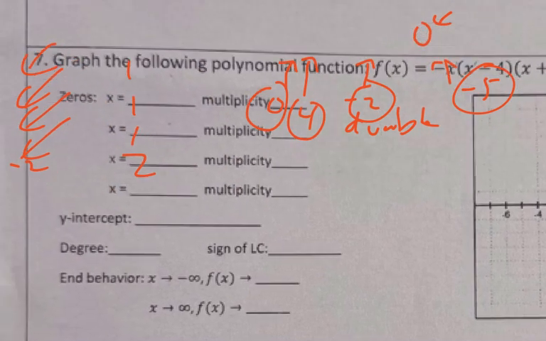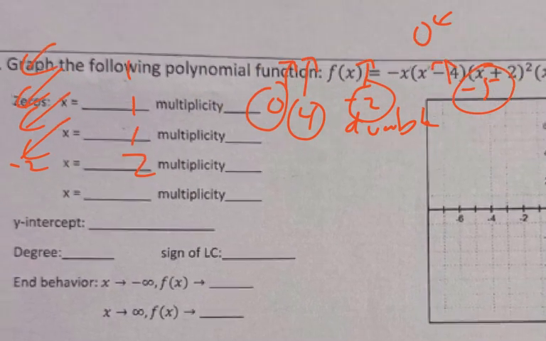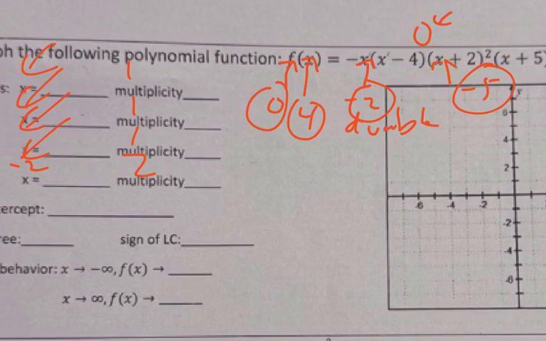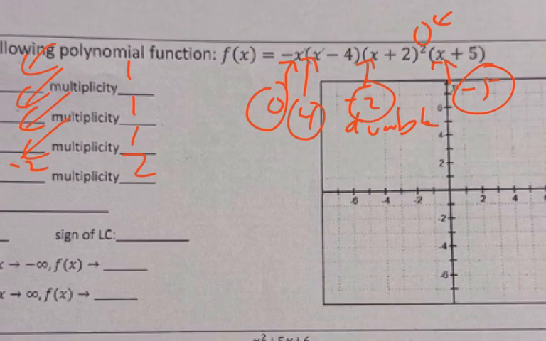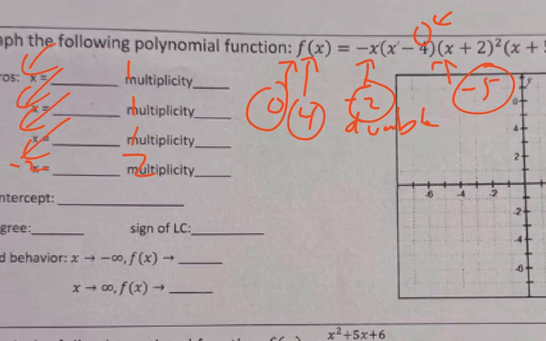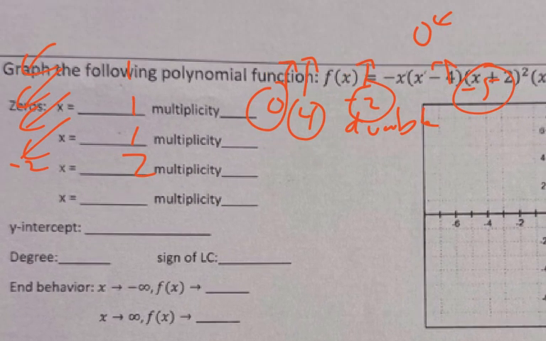Okay, so let me just make sure I didn't miss anything. It wants the x-intercept, it wants the degree. Well, if it's 1, 1, 1, 2, that adds up to 3, 4, 5. So we know our degree has got to be at least 5, right? The y-intercept we're going to figure out when we plug in 0 for x.